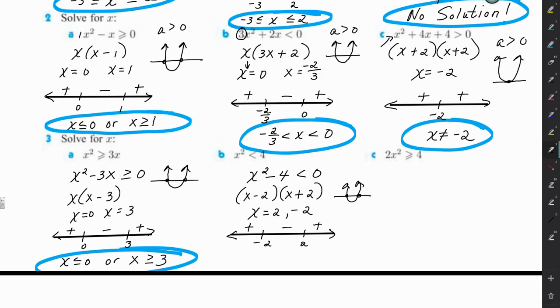Now, this quadratic inequality is looking to see where we're less than 0, not less than or equal to 0, less than 0. So we're only looking between and not including -2 and 2.